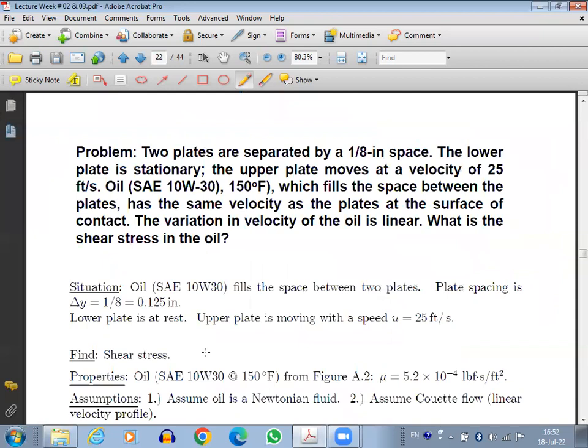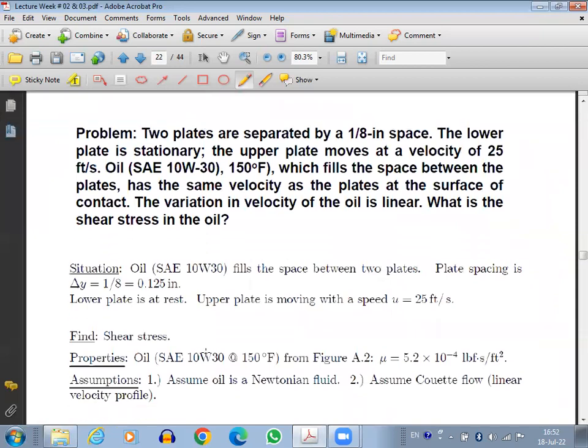Okay, there is another problem, similar problem, but it is in the English units, and this is solved here. Two plates are separated by 1/8 of an inch space. The lower plate is stationary. The upper plate moves at a velocity of 25 feet per second. Oil SAE 10W30 at 150 Fahrenheit, which fills the space between the plates, has the same velocity as the plates at the surface of contact. The variation in velocity of the oil is linear. That means it is Couette flow. What is the shear stress in the oil?